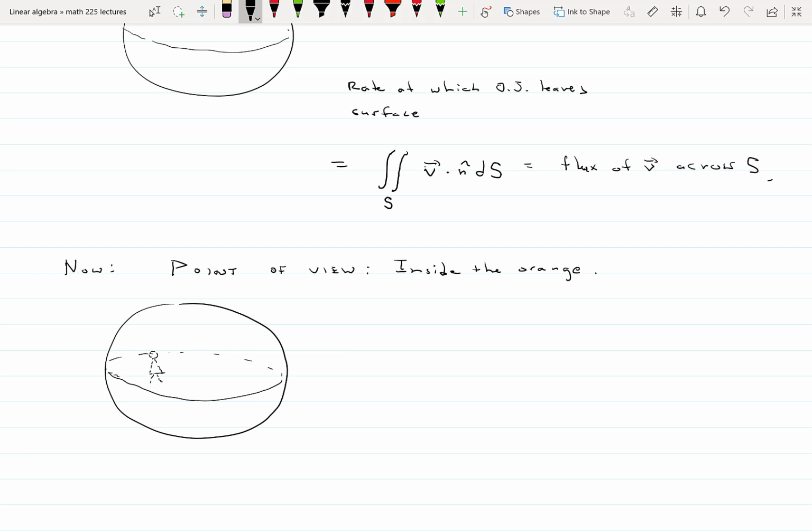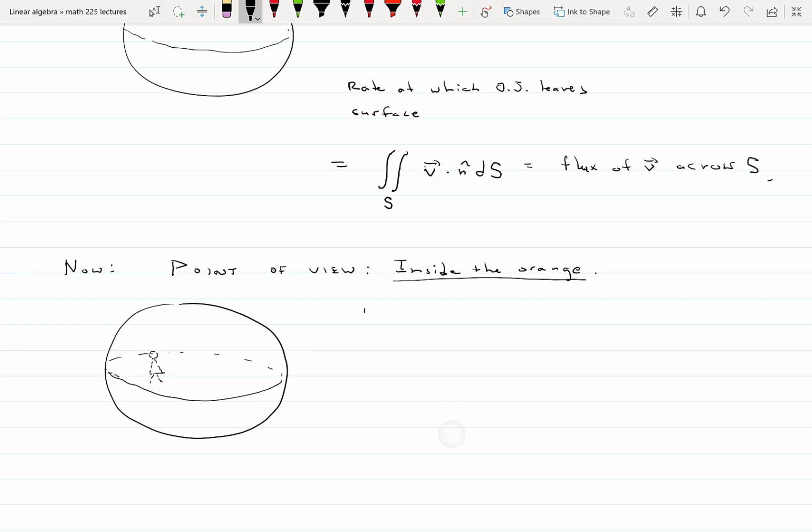Just sort of to indicate that we're putting a new person. I'm putting the person dotted too to indicate that this person's inside, point of view inside the orange. Okay, that person cannot see what's going on outside the orange. From that person's point of view, that person can only observe orange juice passing from the inside to the outside without seeing what's going on outside. The only thing that person can see is orange juice leaving the interior.